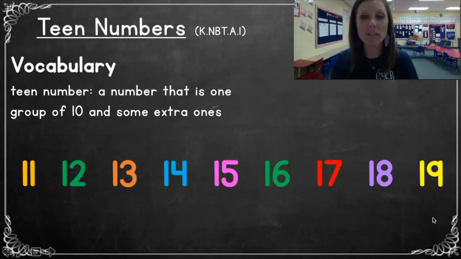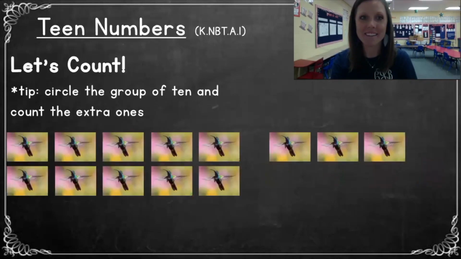These are all of our teen numbers. Let's count them in order. 11, 12, 13, 14, 15, 16, 17, 18, 19. If you can count all of those by yourself, then you are doing great. So let's practice counting with teen numbers. Now, when I see a group of objects that I have to count, I think to myself, how am I going to keep up with all of this?